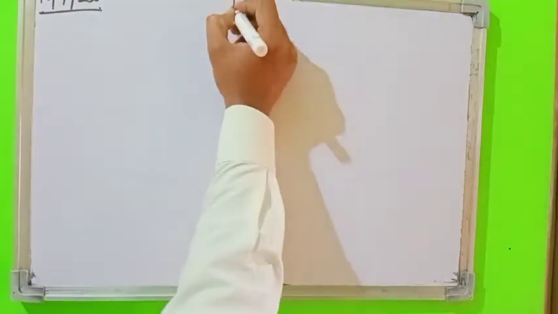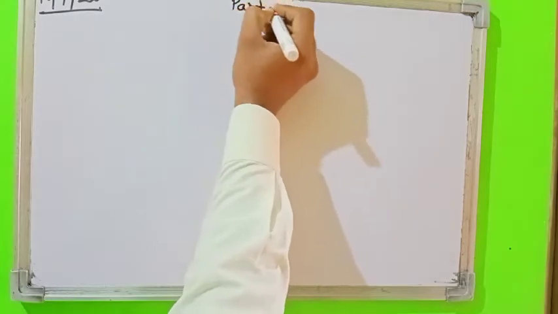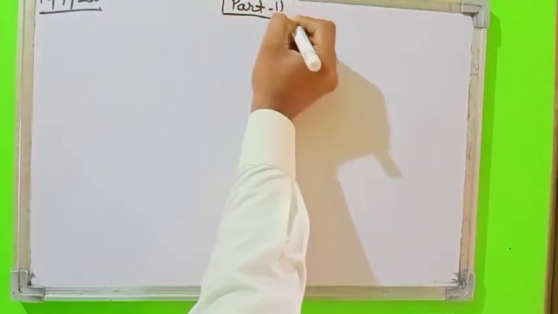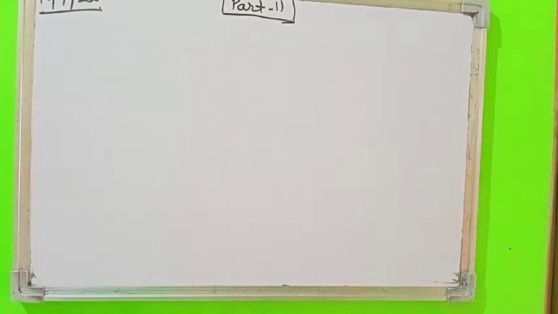Today, in continuation with the lectures on motion on a straight line, we will discuss part 11. Part 11 of the video lecture, and in this, we will discuss the kinematic equations for uniformly accelerated motion.